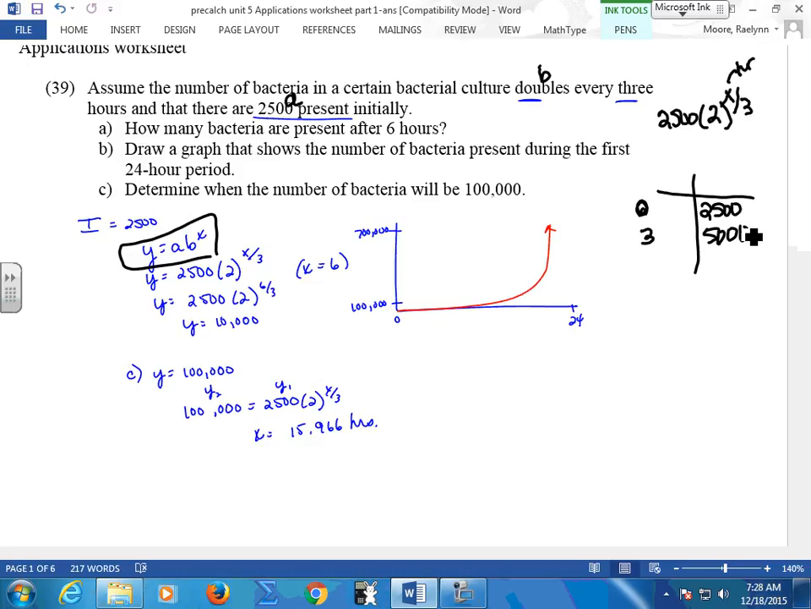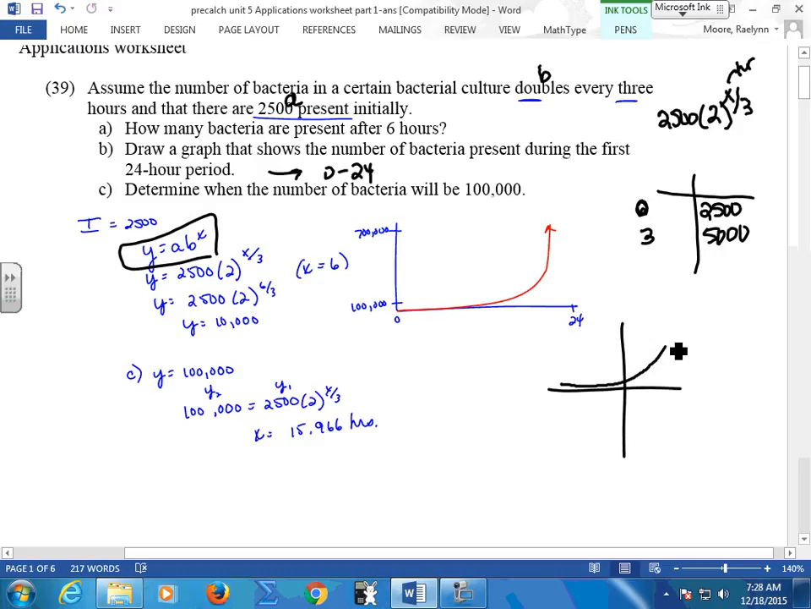First, you had to give me a representation during the first 24 hours. So if I want a 24-hour period, I need X to go from 0 to 24. And you're going to see that it's increasing. Don't forget, all your exponential curves come from quadrant 2, whether it's increasing or decreasing. So when they ask for a complete graph, it does come from quadrant 2.